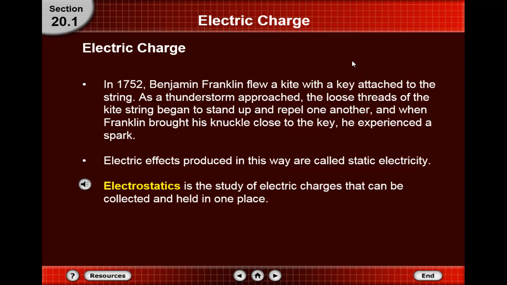Electrostatics is the study of electric charge that can be collected and held in one place. So what is the meaning of electrostatics? It's the study of electric charge that can be collected and held in one place.